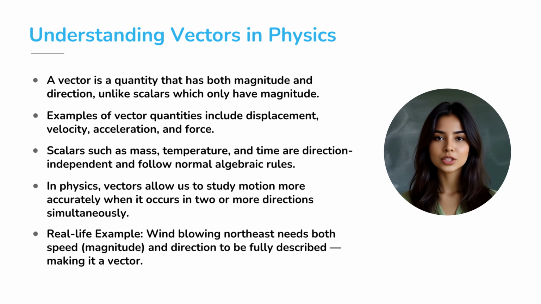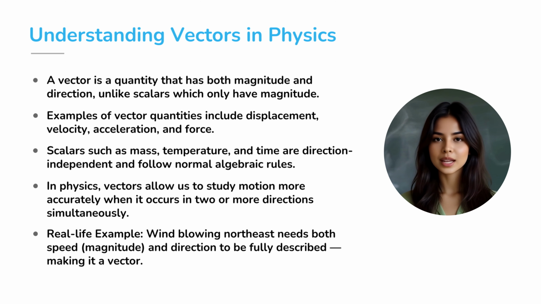Think of it as a quantity that carries two essential pieces of information: its size or magnitude and its direction. Unlike scalars, which are simple values like mass, temperature, or time, vectors are more expressive. They tell us not just how much, but also where to. Displacement, velocity, acceleration, and force, these are all vector quantities. You can't fully describe them without including their direction.